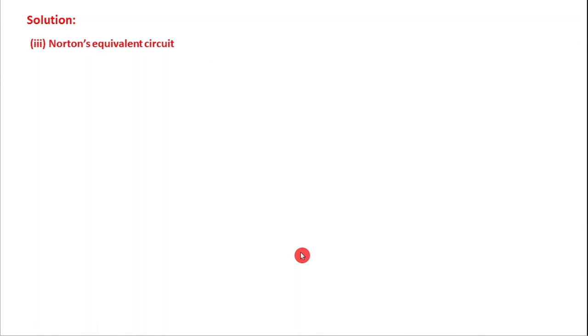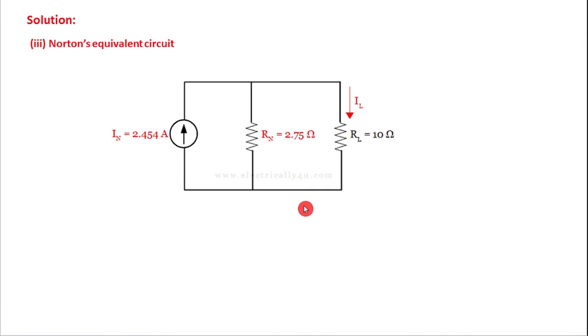Now the third step is to find the Norton's equivalent circuit. We have obtained the value of the Norton's current and Norton's resistance. Simply draw the circuit. The Norton's current source is drawn parallel to the Norton's resistance, and this combination is connected across the given load.